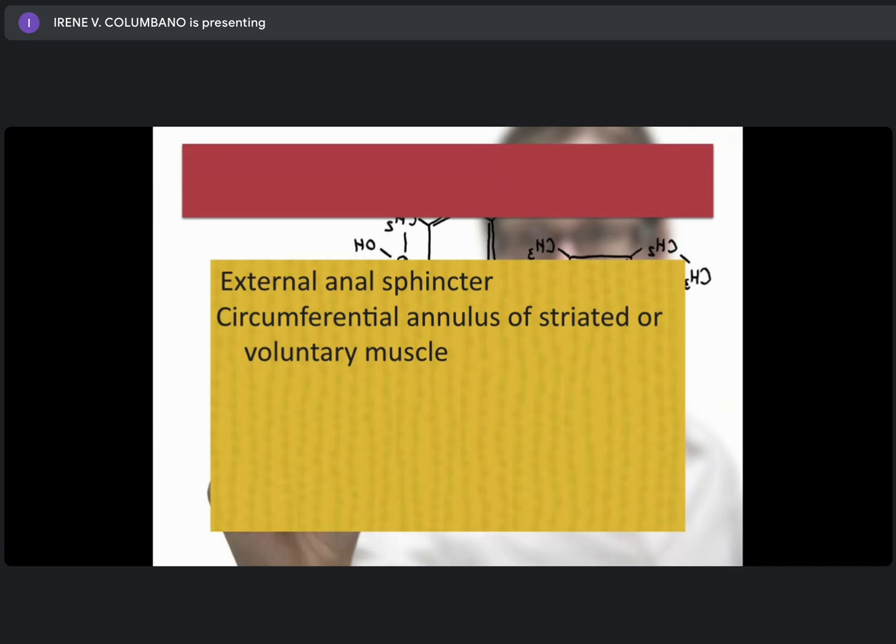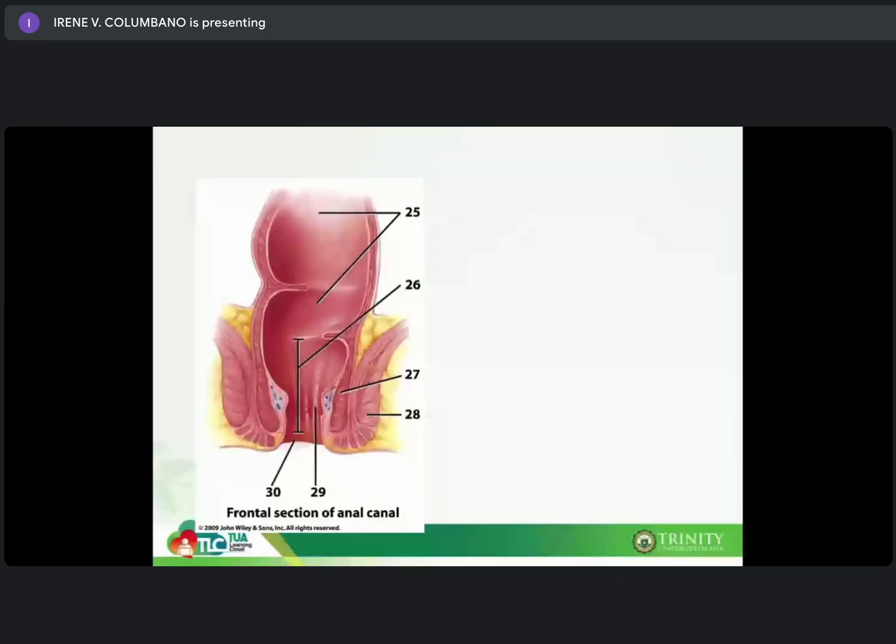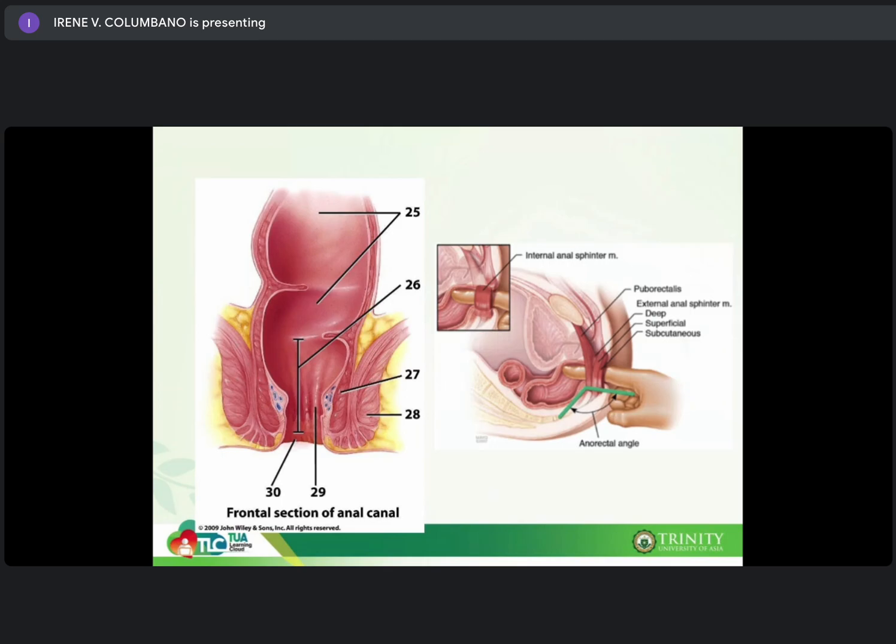External anal sphincters are circumferential annulus of striated or voluntary muscle. So ito yung anal canal. May mga muscles siya. Meron siyang sphincter. So paano ba natin tinitest kung merong hemorrhoids or wala?